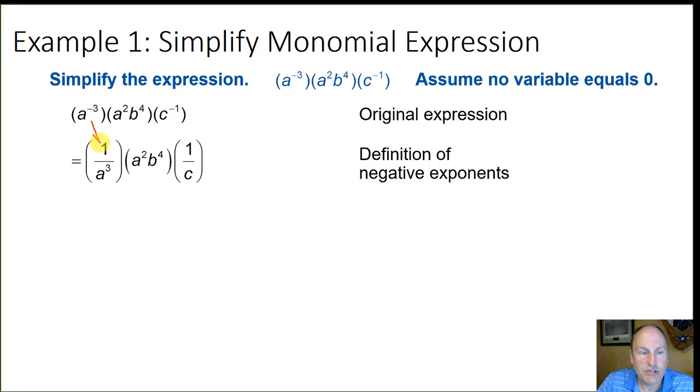So we take our original expression and we see a couple of negative exponents. So we're going to use our definition of negative exponent property, take a to the minus 3 and turn that into 1 over a to the third. Take c to the minus 1 and turn it into 1 over c to the 1, or just 1 over c.